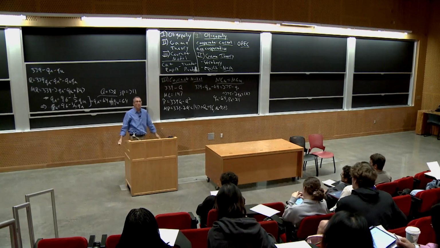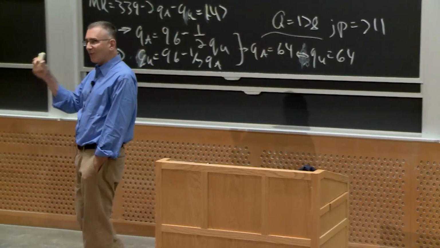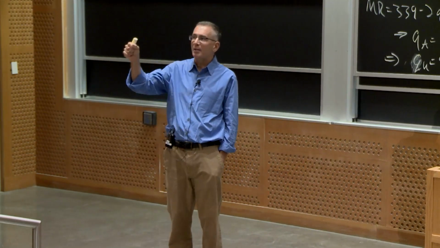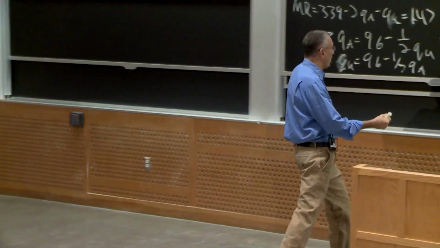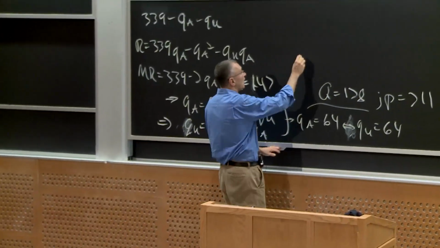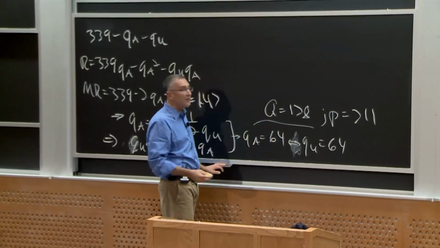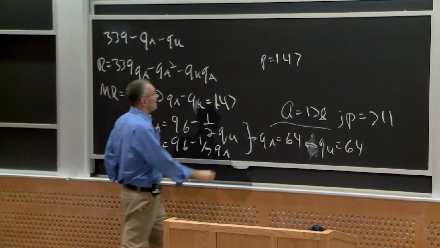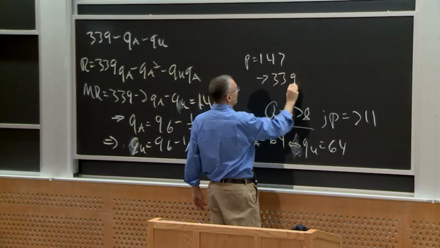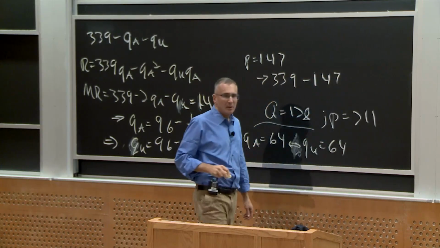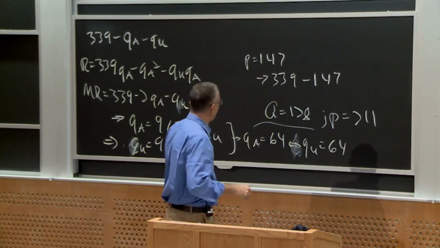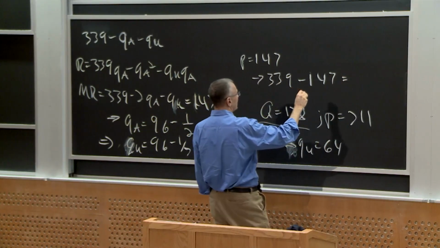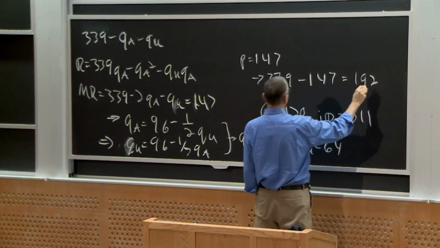Well, if it's perfect competition, what do we know? Come on, guys, this has got to be ready for tomorrow night. What's the profit maximizing condition in perfect competition? Price equals what? Marginal cost. So price equals marginal cost. What's the marginal cost? 147. So you know price equals 147, and then the quantity is 339 minus 147, which is going to be 192, right? Is that right?